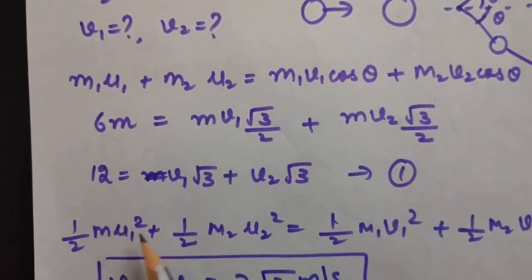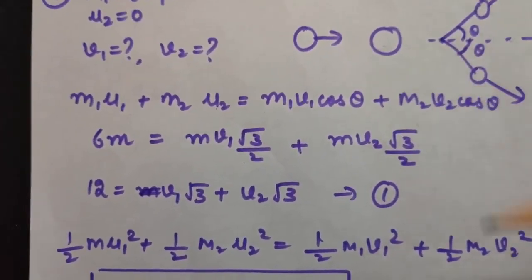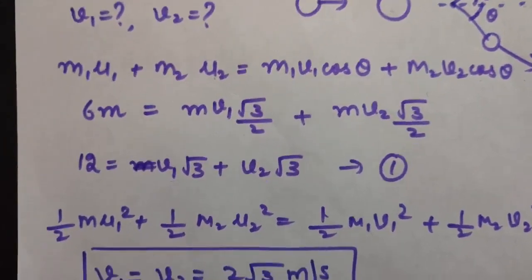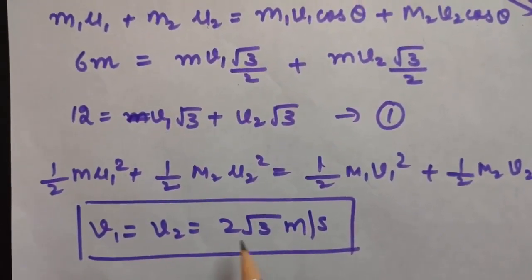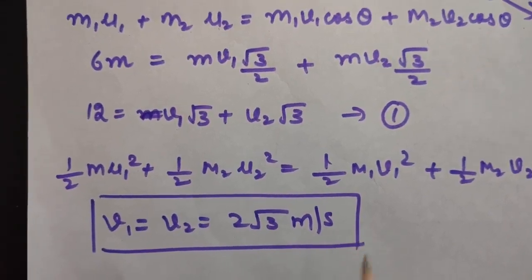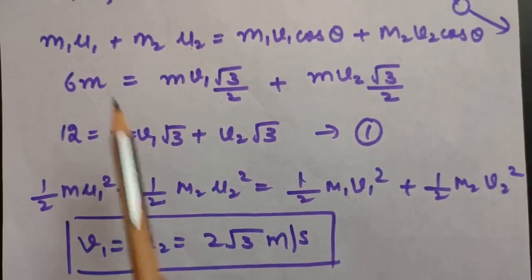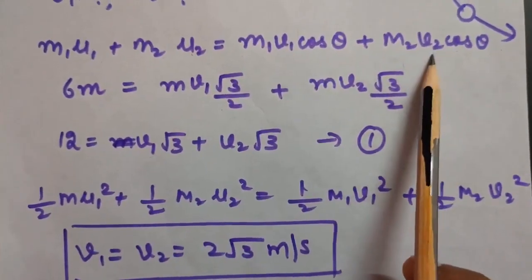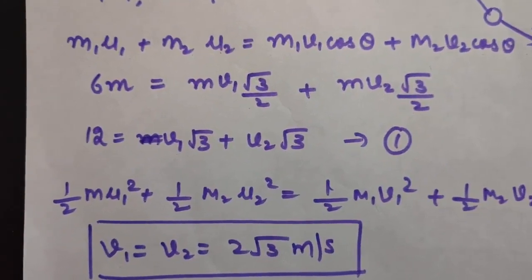Now you can either use conservation of energy or you can use conservation of momentum in the y-axis also. By using those two equations you will get this answer: v1 and v2 will come to be 2 root 3 meters per second. Remember, because momentum is a vector quantity, I have used conservation of momentum in the x-axis. Now you can use conservation of momentum in the y-axis also.